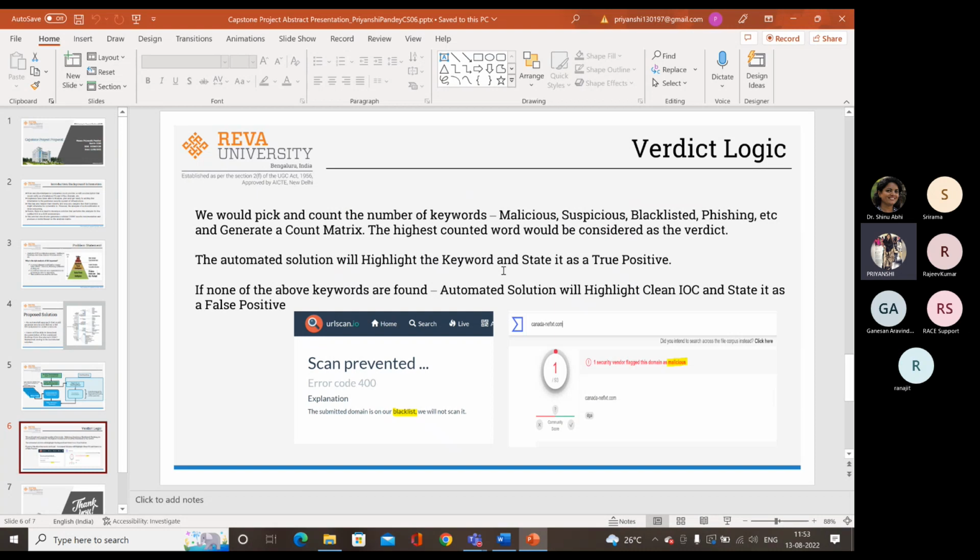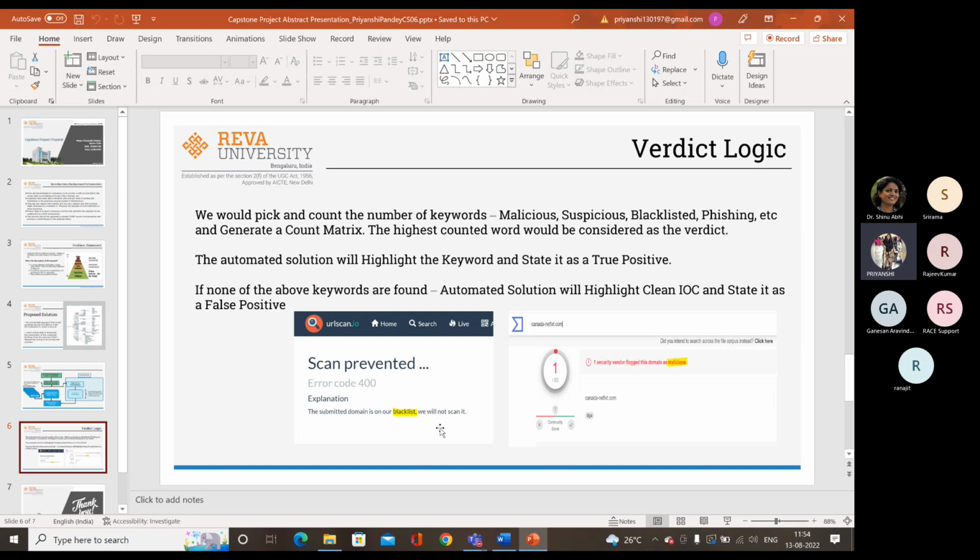As of now, what I have put here is that we would pick these results. For example, in the screenshot from URLScan.io, we see that blacklist is the word that is there. VirusTotal says malicious. So we would anyway be picking all of this for our documentation. We would count these kinds of words: malicious, blacklisted, phishing, suspicious, and generate a count matrix of that. And the highest counted word would be considered as the verdict.